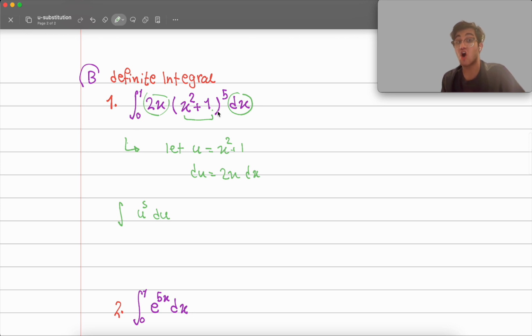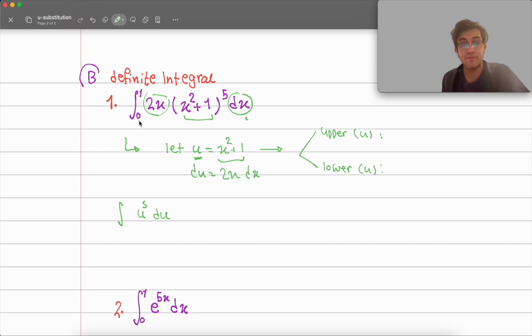Well, these bounds are with respect to x, but now we change the whole thing to u. So the limits also have to be changed in terms of u. So this is my x in terms of x, but now I said u is equal to x squared plus 1. So I just simply throw an arrow right here, and then two things. I have the lower bound in terms of u and the upper bound in terms of u.